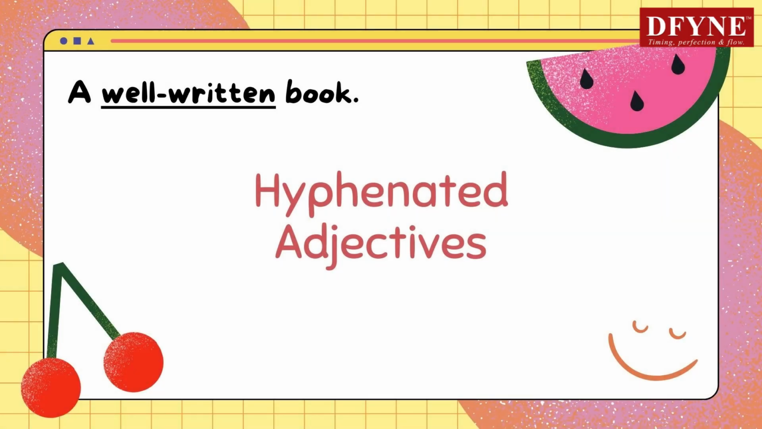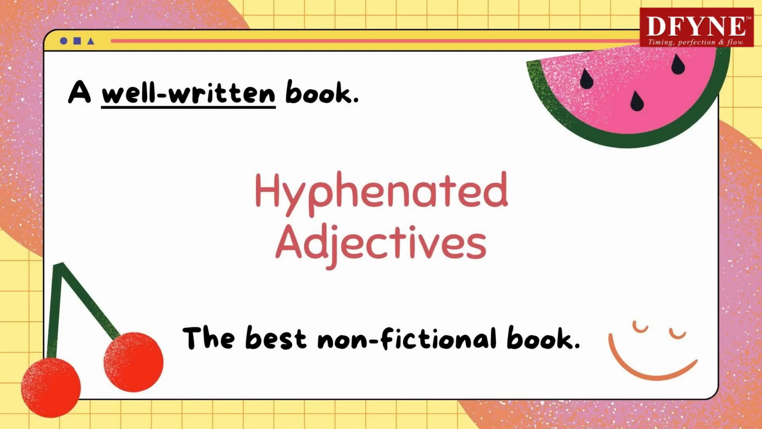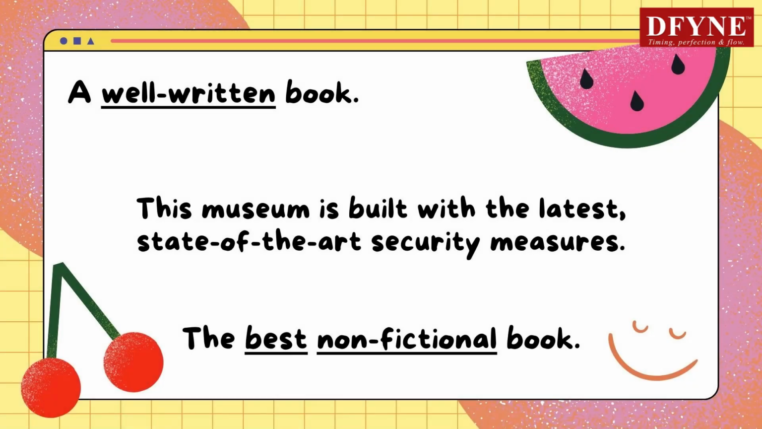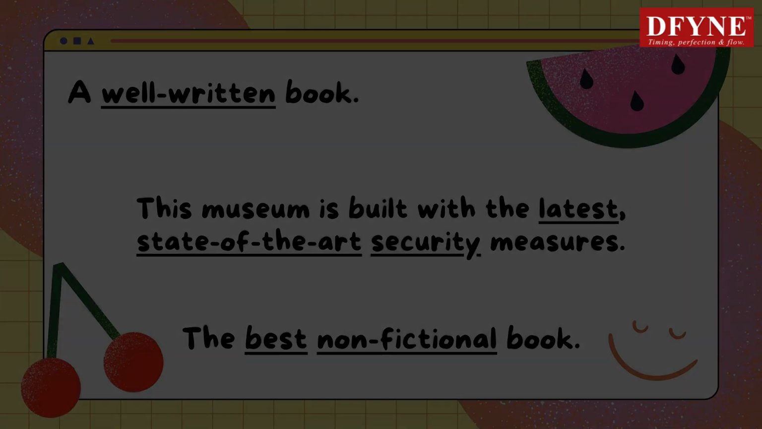The best non-fictional book. This one has 1 hyphenated and 1 non-hyphenated adjective describing the noun. If you notice, the superlative adjective, best, is acting separately from non-fictional. Also, non and fictional are acting as a single unit here to describe the noun. When 2 such words are hyphenated, they are used as a single unit. Here's another example. This museum is built with the latest, state-of-the-art security measures.